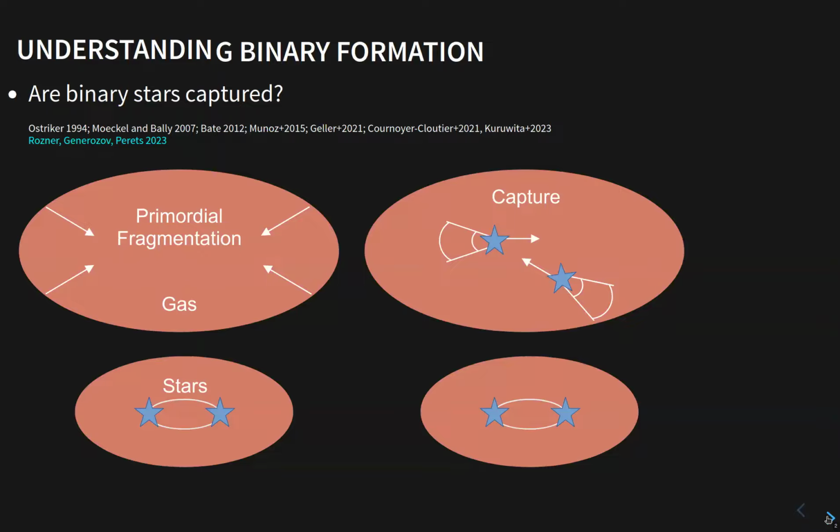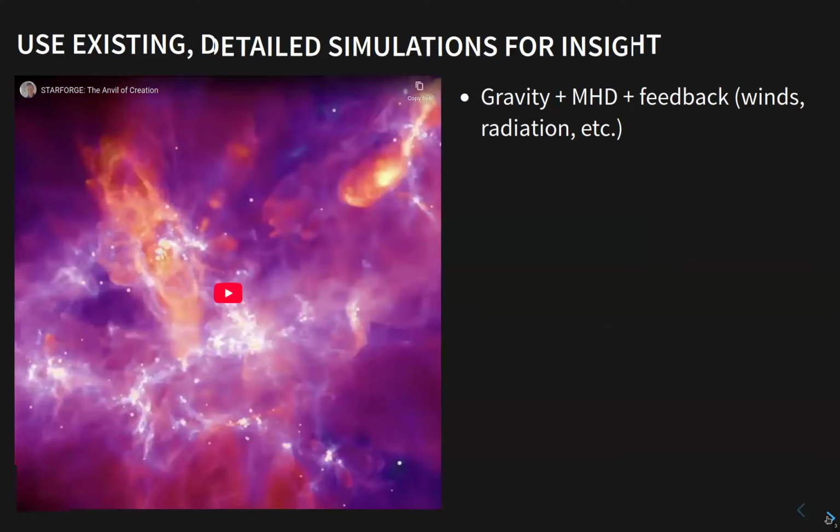So how are we going to address this question? So the ideal way would be to look at observations, right? But resolving the earliest stages of fragmentation is difficult. And so it's difficult to address this question observationally. So instead, we turn to detailed simulations of star-forming regions. And in particular, we turn to the existing very detailed Starforge simulations.